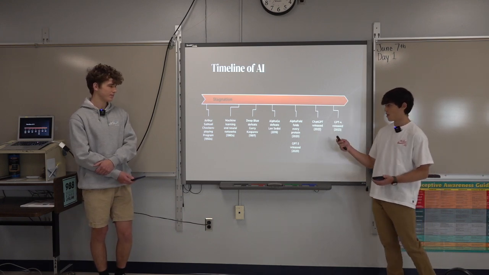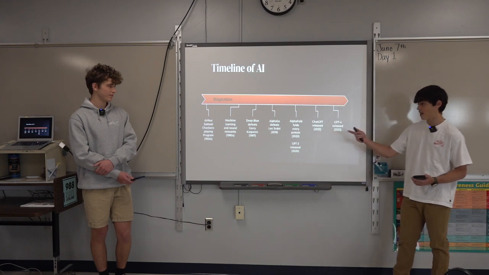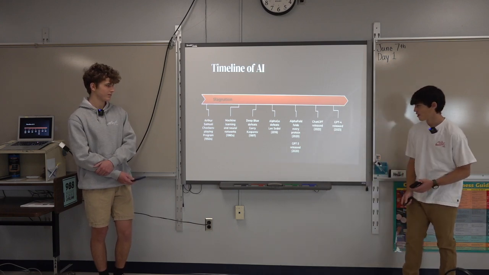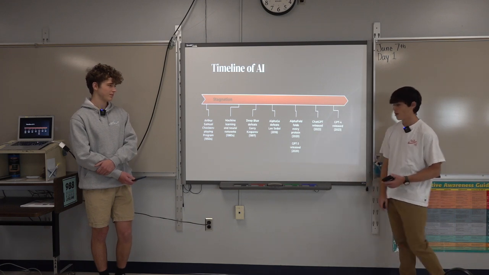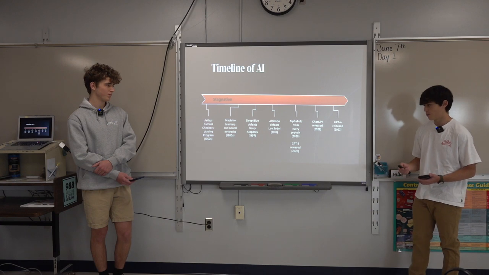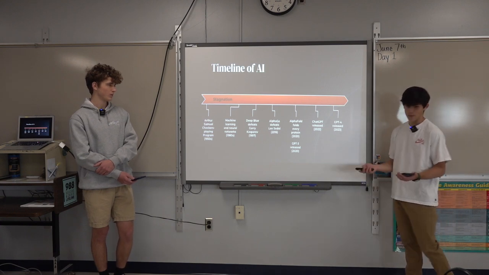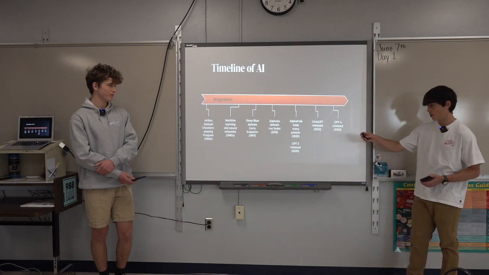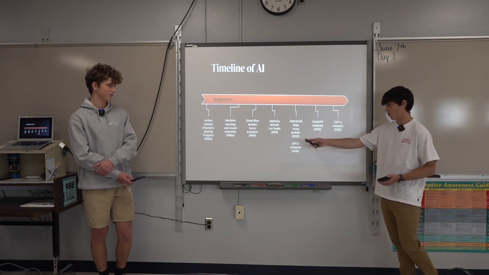This is the first time that a chess AI system has beaten a grandmaster in chess. Next, we have the game Go. Go is kind of like chess, but it's a more complex game, and it can be played online or on a board. But AlphaGo, which was a Go robot, beat the best player at Go in 2016.